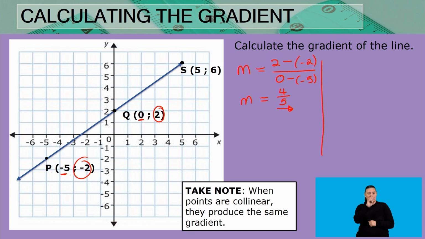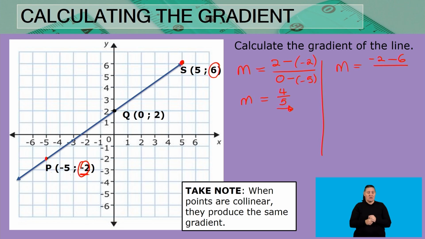But let's see if we will find the same gradient if we use 2 other points. So we can use the same P, but this time let's use point S. So the gradient is the vertical change divided by the horizontal change. This time let's start with point P. We have there a -2, and we are going to subtract a 6. And that is for the vertical change.